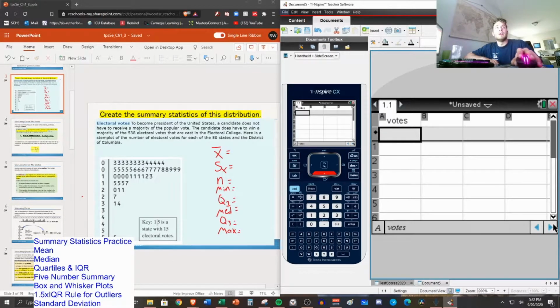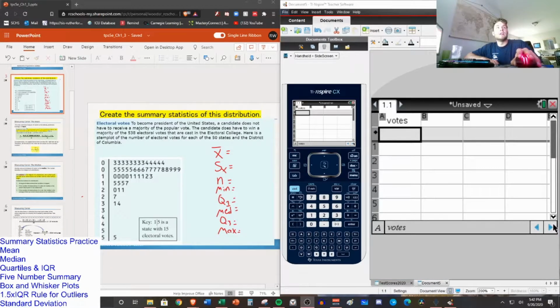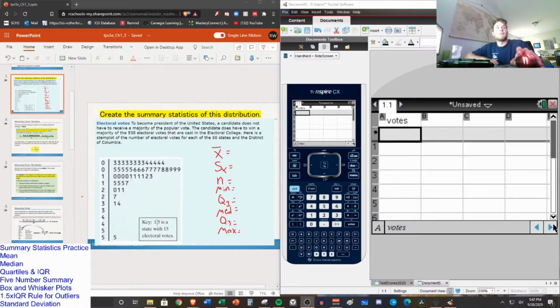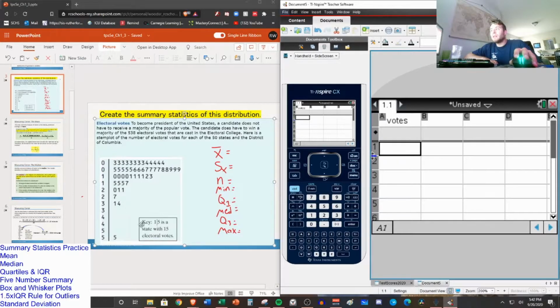Let me move my list here. Reduce that. There we go. So we have all of our data over here. And how we read this, we get the key: 1, 5 would be 15, so 0, 3 would be 3. So we're just going to repeat that, and we can count 1, 2, 3, 4, 5, 6, 7, 8 threes, and we want to type every single one of them.